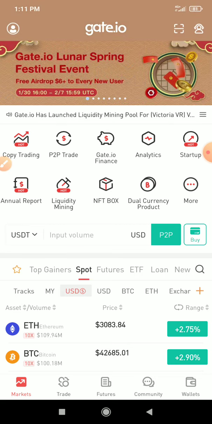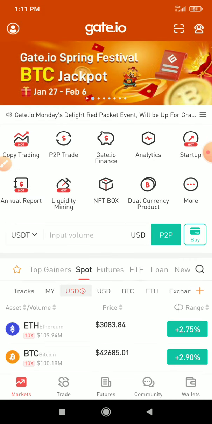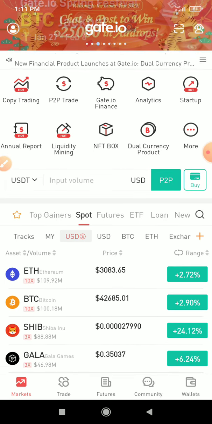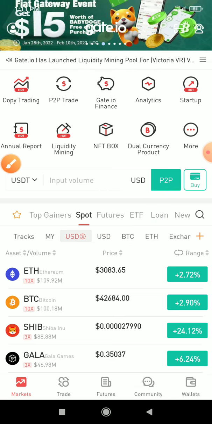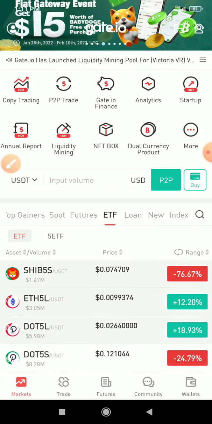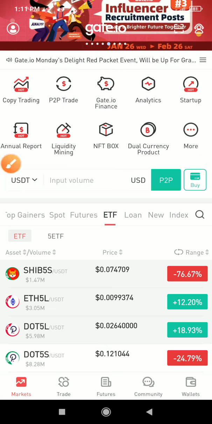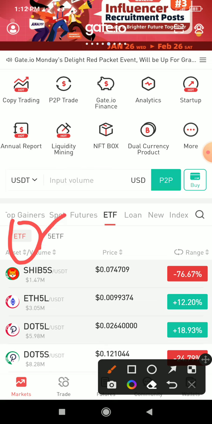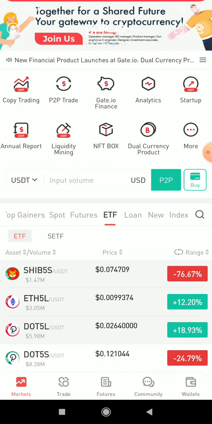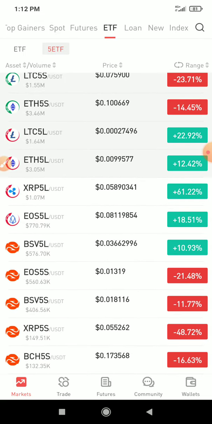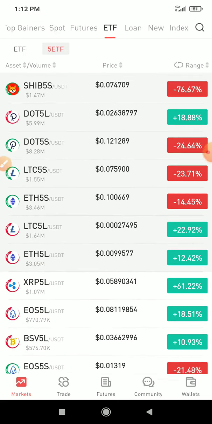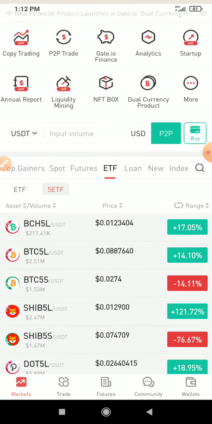On the Gate.io platform, firstly you have to go to Gate.io and then drag down to the ETF. Now you have to tap on ETF. Then you have two options, ETF and 5x ETF. So we have to enter 5x ETF. In 5x ETF we have to search approximately 10 to 15 ETF bonds.